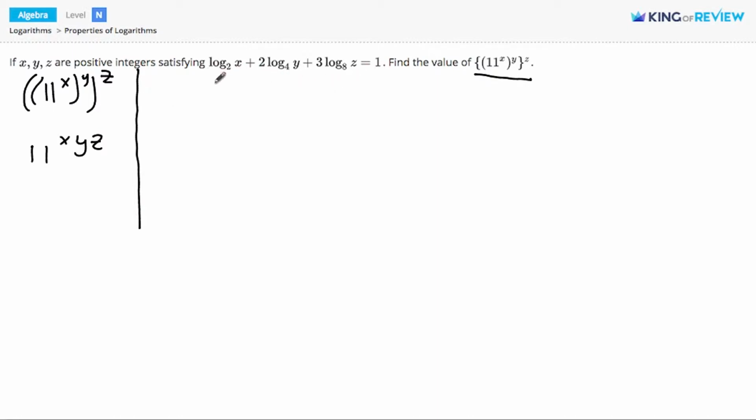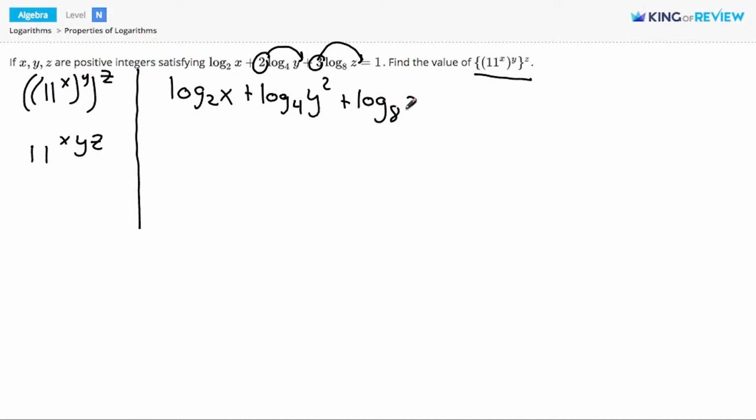We have the log base 2 of x plus, now I know I can bring a number outside of a log into the log as an exponent. So this is going to be the log base 4 of y squared. And I can do the same thing with the 3 in the last log, bring it inside the log as an exponent, and this will be the log base 8 of z to the third power, and that all equals 1.